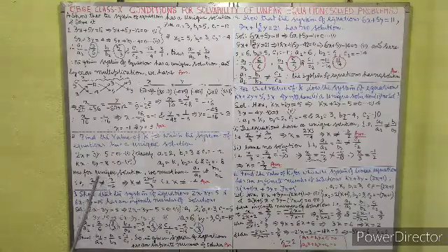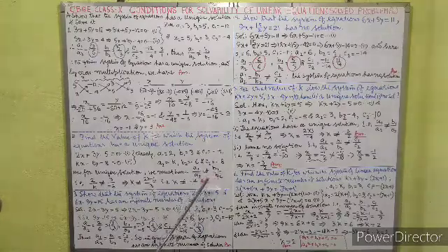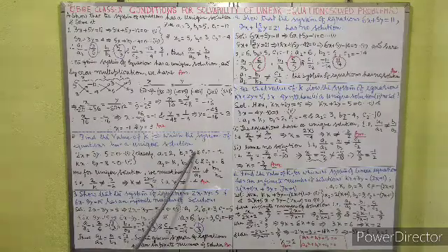As such, they will have a unique solution, so we must have a1 by a2 not equal to b1 by b2. So it is clear 2 by k not equal to 3 by minus 6, and the value of k is not equal to minus 4. This is the answer.